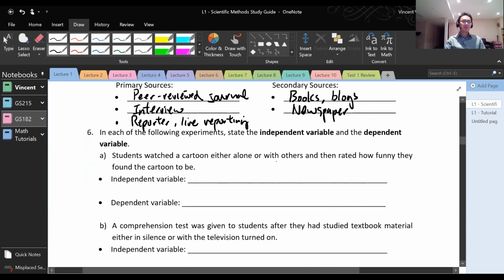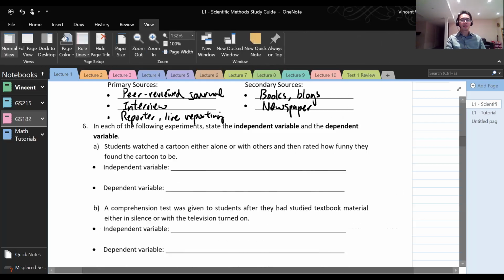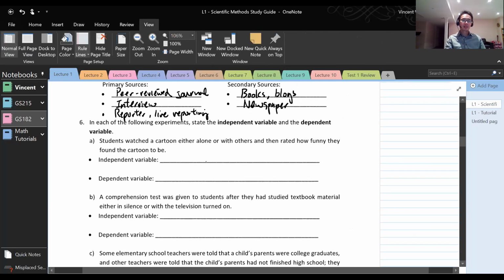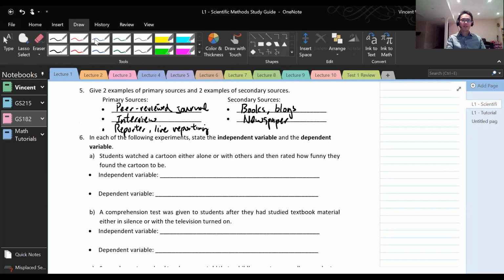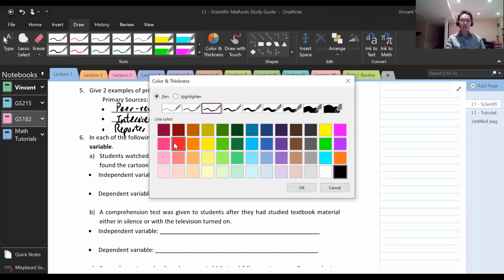Okay, next part. In each of the following experiments, state the independent variable and the dependent variable. Okay, so this part is done in the lecture recording. I'm not going to go through it again. I will, however, explain what independent and dependent variable mean again.